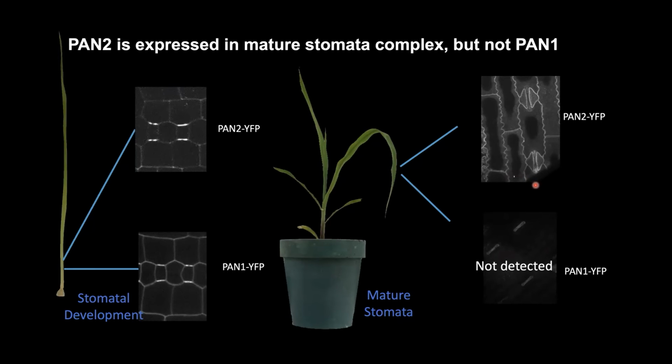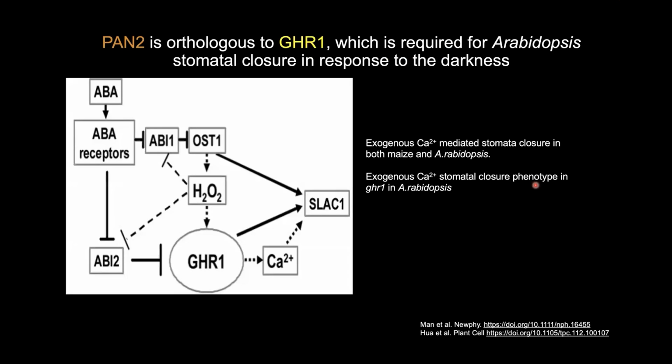So we wanted to know if the signaling pathway in Arabidopsis and maize is similar. Previously, studies have shown that calcium can induce stomata closure in both maize and Arabidopsis, and it sits very downstream in the stomata closure pathway. Here is a picture from Arabidopsis, showing that if we provide extra calcium, it can rescue the GHR1 stomata closure defect in Arabidopsis.